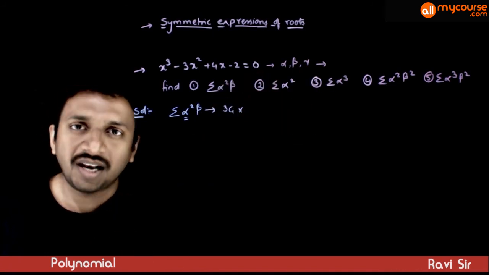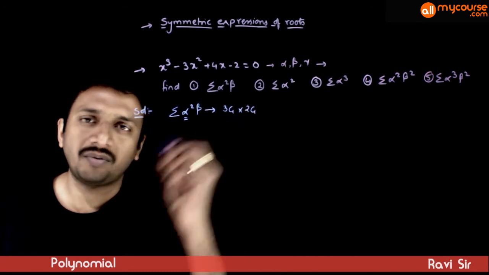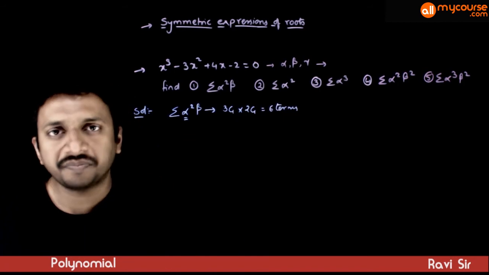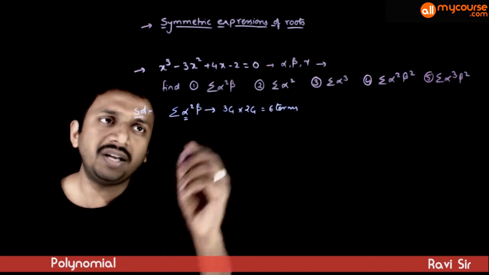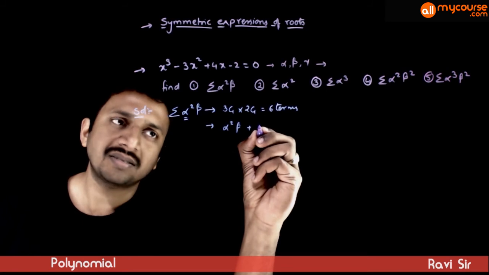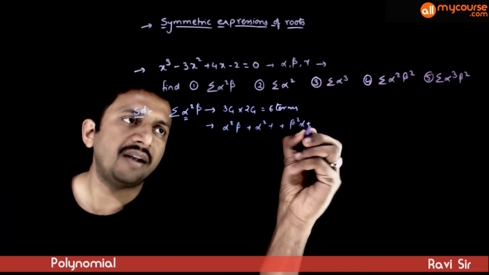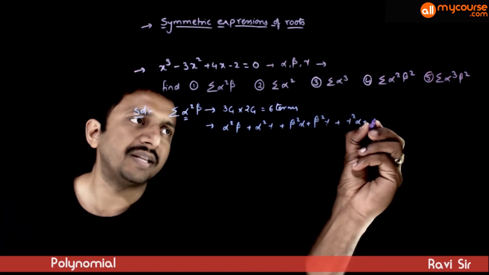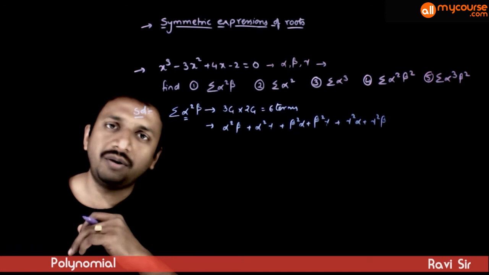Next there are 2 roots which are left. Out of these 2 I need to select one of them, that is 2C1 ways. So you have a total of 6 terms in this expansion. And what is the meaning of sigma alpha square beta? This is nothing but alpha square beta plus alpha square gamma plus beta square alpha plus beta square gamma plus gamma square alpha plus gamma square beta.